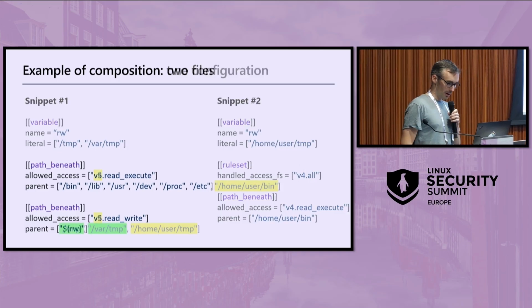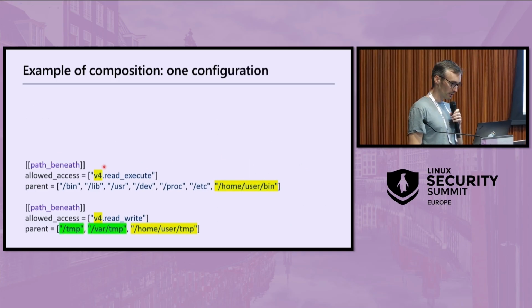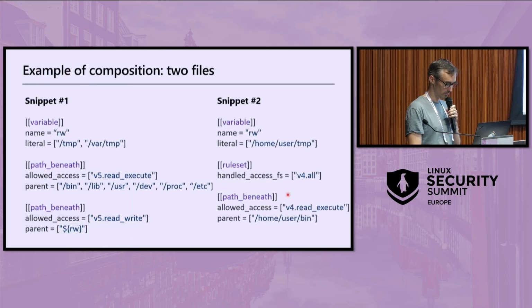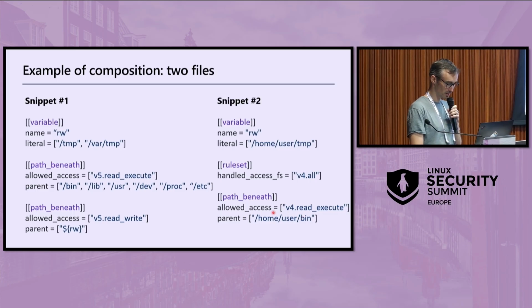So that's why we are kind of downgrading to the version which is tested, v4 in this case. We're also adding a new path here because we got the v4 read execute permission, which is the same as this one. So we are merging this path together.